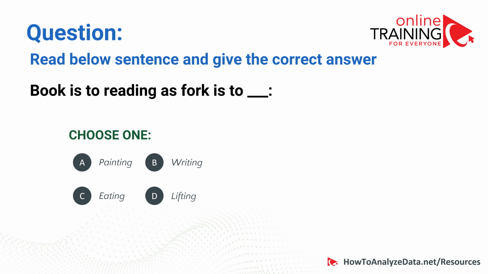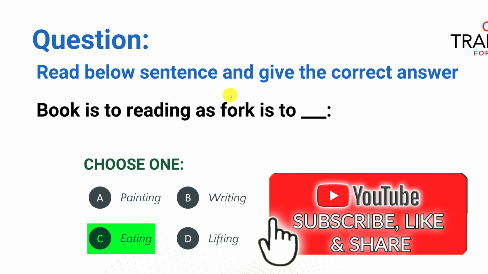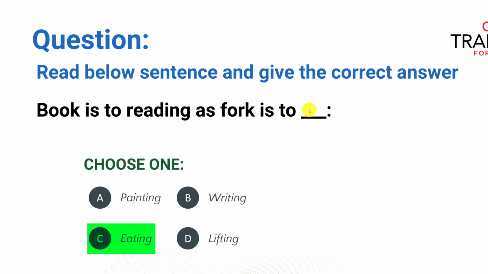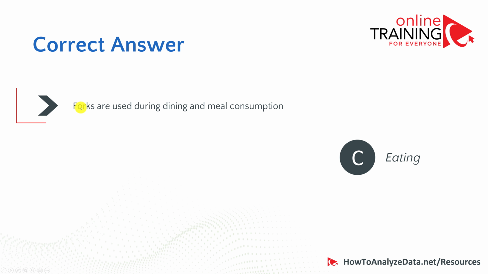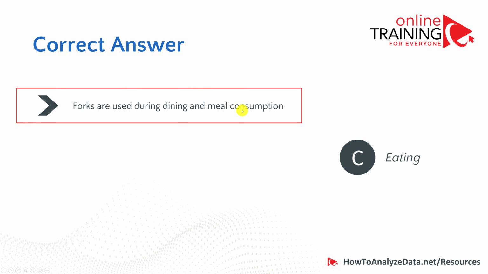So the correct answer is obviously eating, right? Because book is to reading. This is an activity associated with reading, as fork is to eating. You use a fork during meal consumption. So the correct choice is C. And that's because forks are used during dining and meal consumption. Hopefully you've got this one right.